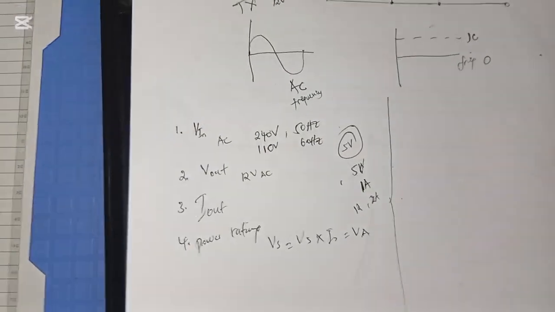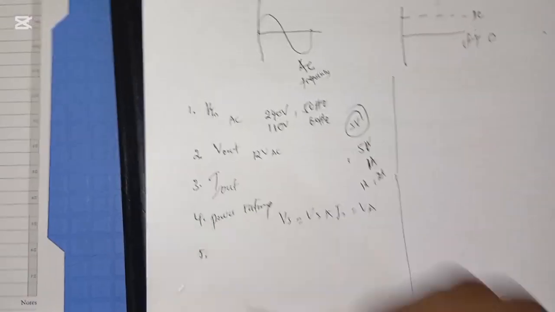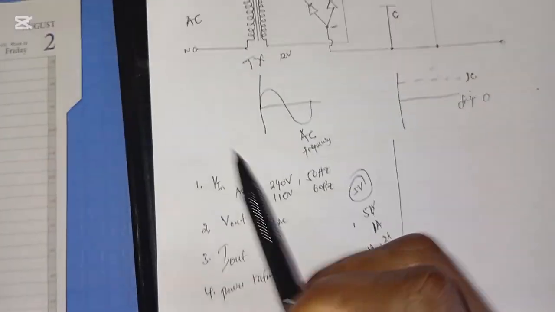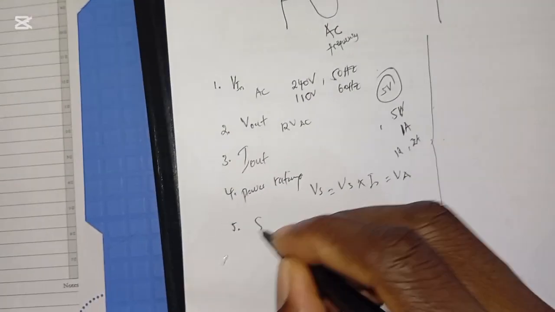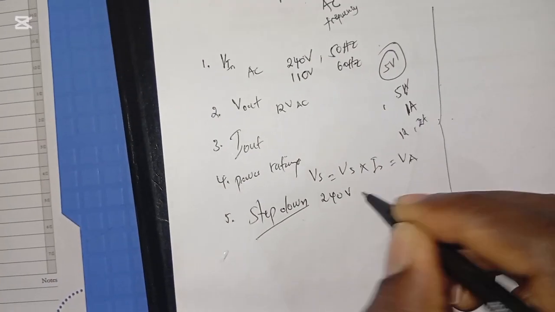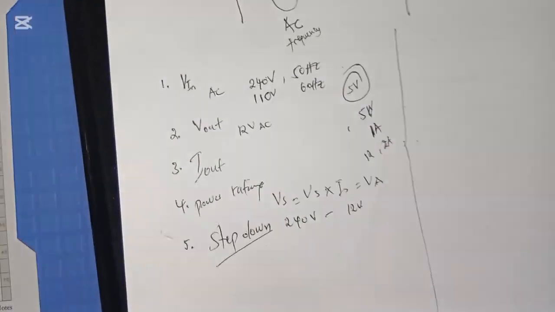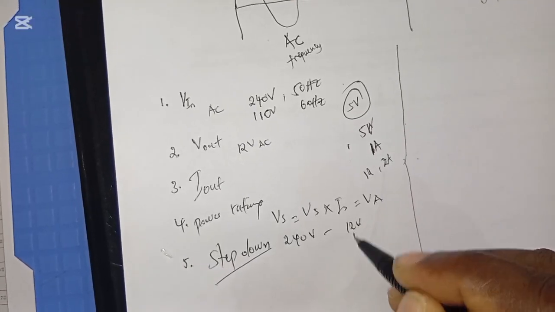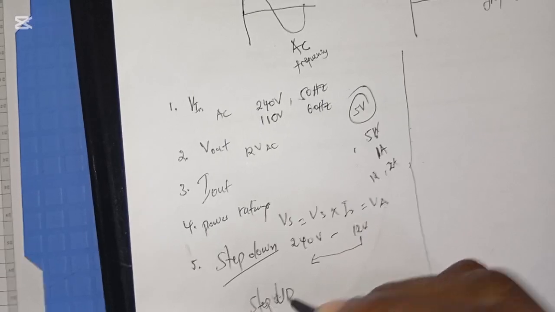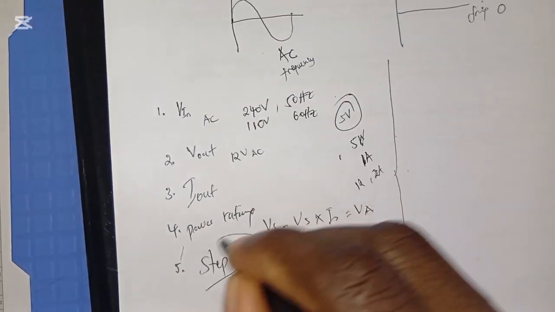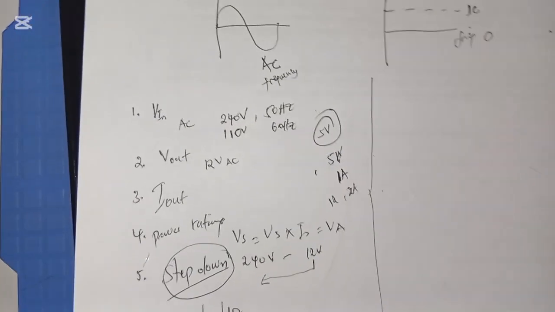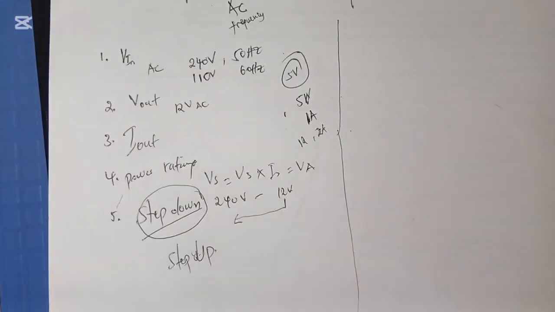Then number five is the type of transformer. Which type of transformer are you going to choose? In this case, taking mains AC to a low voltage needs a step-down transformer, which will take 240 volt to 12 volt. If it is the opposite, like you want to go from 12 to 240, then you will need a step-up transformer. In the case of power supplies, we need a step-down transformer. Those are the factors to consider when choosing a transformer when designing a power supply.